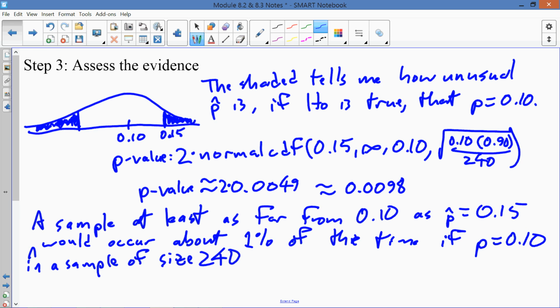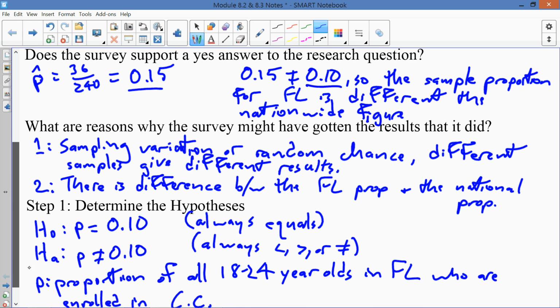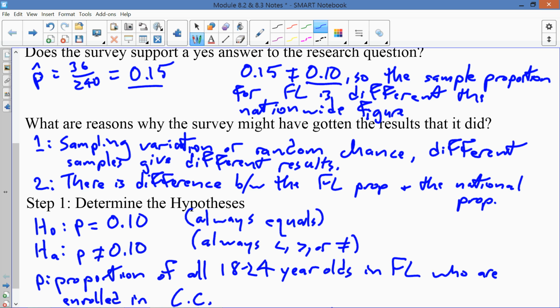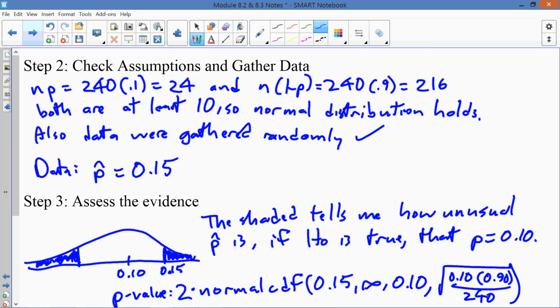So let's go back. What are our possible reasons for our difference? Either sampling variation, well, it doesn't happen very often due to sampling variation, or there actually is a difference. So chances are there's a difference between the percentage in Florida and the percentage nationwide.